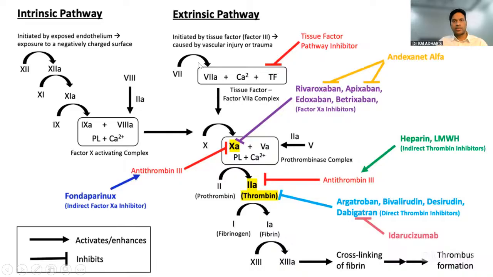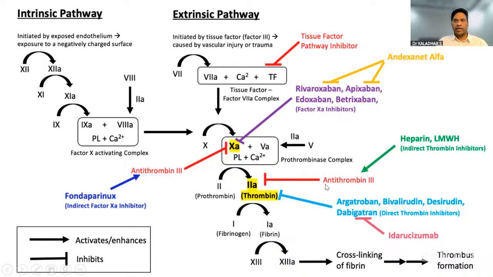If you look at the extrinsic pathway, it is activated by tissue factor, which is caused by vascular injury or trauma, and the tissue factor pathway inhibitor acts here. Then it leads to factor 7 to 7A activation, then 10 to 10A activation, and then prothrombin will be converted to thrombin. If you look at 10A, this is one thing being explored by giving drugs like factor 10A inhibitors: rivaroxaban, apixaban, edoxaban, and betrixaban.